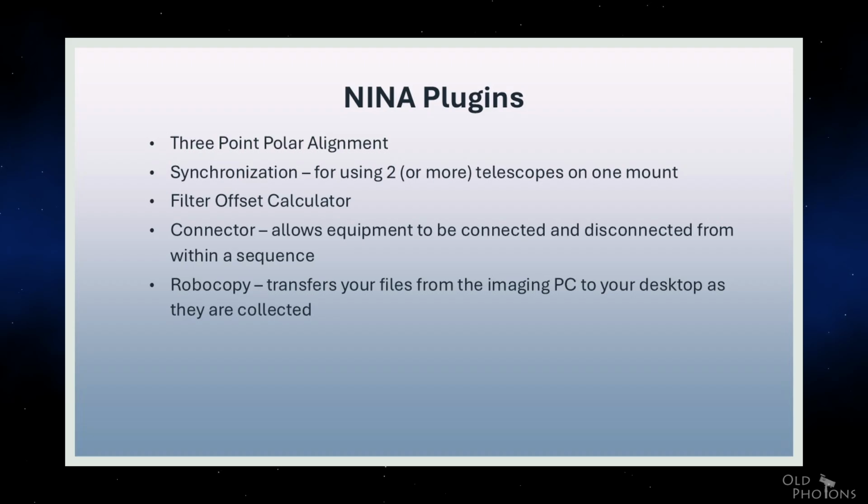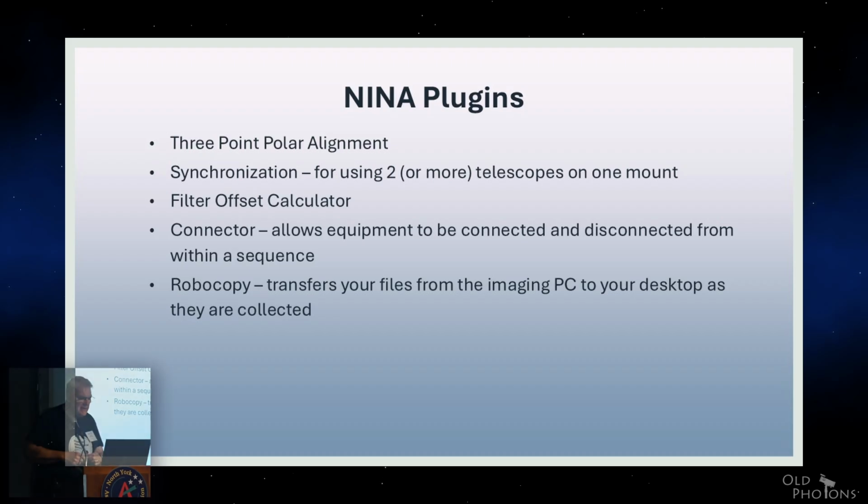3-point polar alignment allows you to do the polar alignment of your mount even if you don't have a view of the pole. Synchronization allows you to use a couple of telescopes on the same mount. Your filter offset calculator means you don't have to autofocus when you go from one to the other. So there are all kinds of these.